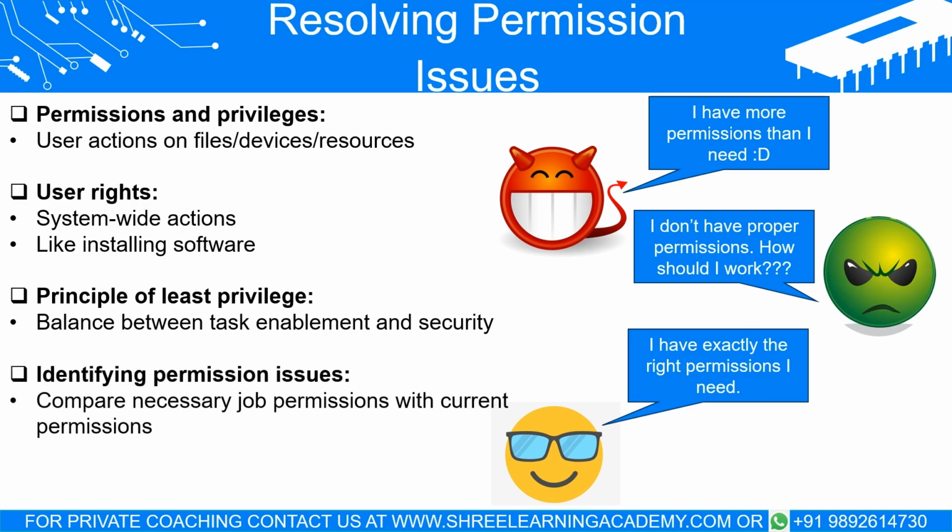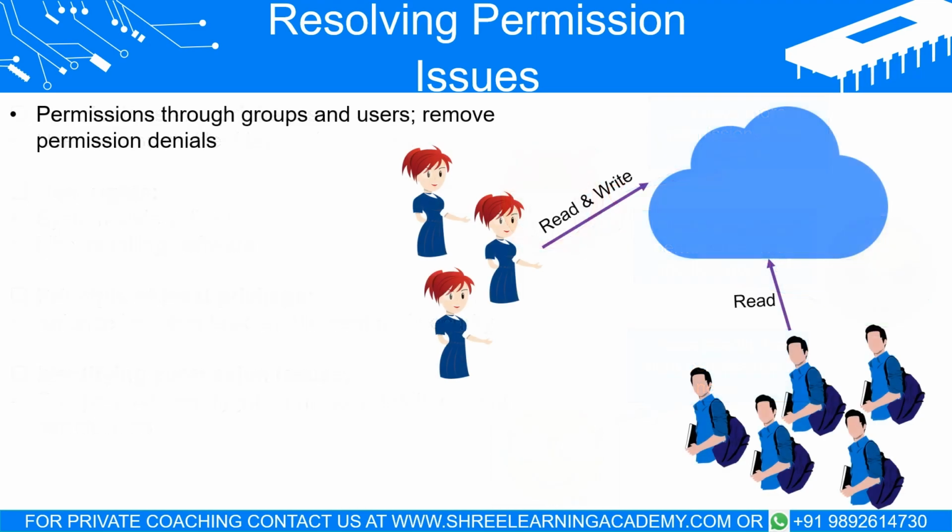Identifying permission issues. One part of managing permissions effectively is identifying permission issues. This involves understanding what permissions a user needs to perform their job and comparing these to the permissions they currently have. For instance, if an employee's job involves editing website content, they should have permissions that allow them to update relevant files, but these permissions may not extend to other areas of the system.